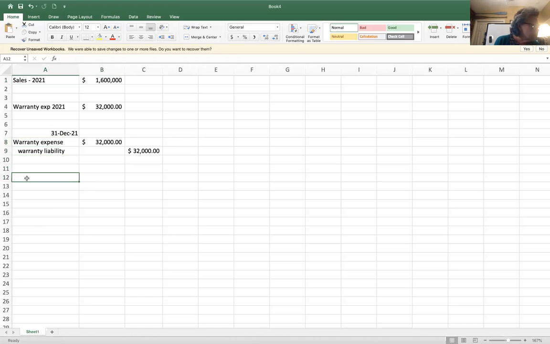Now, in 2022, actual warranty costs were $25,000. All right. So in 2022, we'll call this a summary entry because it wasn't on any particular day, but during 2022, the total of the warranty that was claimed for sales in 2021 was $25,000.